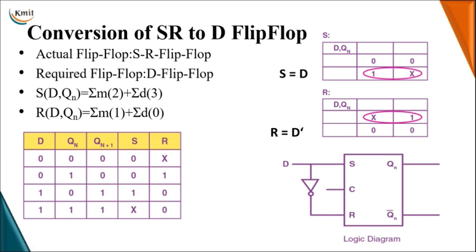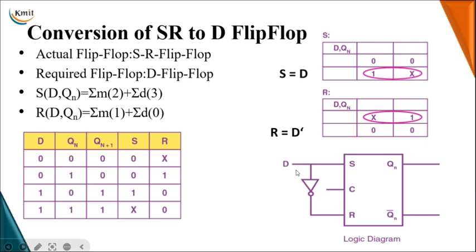Now based on this, we note the SOP expression as a function of the two input variables, the required input D and the present state Qn. S is equal to sigma m of 2 plus sigma d of 3. Next R is equal to sigma m of 1 plus sigma d of 0. Now upon drawing the K map and mapping the function values, we get the minimal expression for S equal to D, as this one is paired with a don't care. So the Boolean expression for S is equal to D, whereas R is equal to D bar.